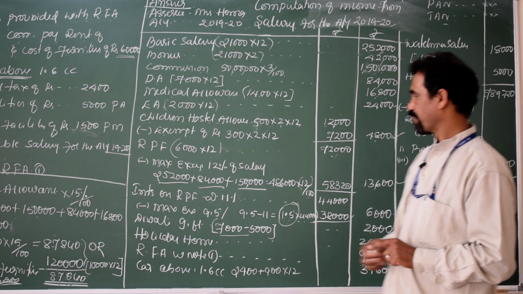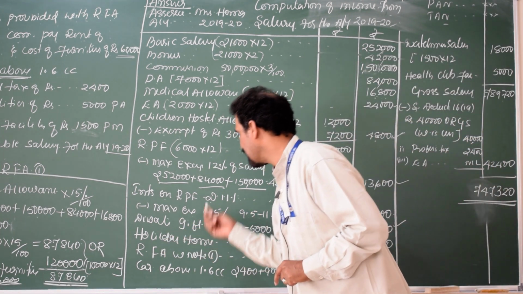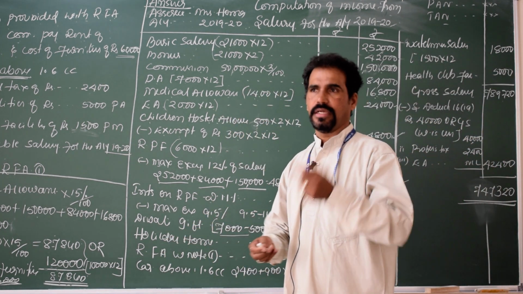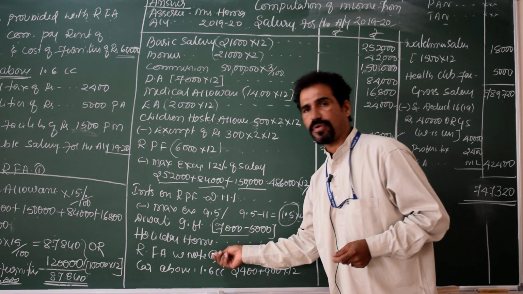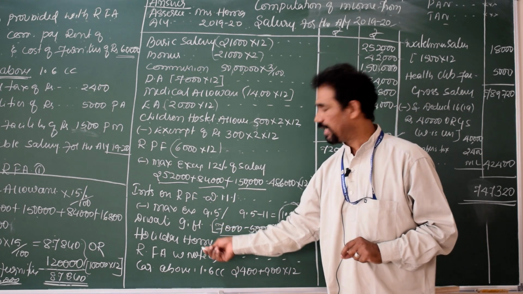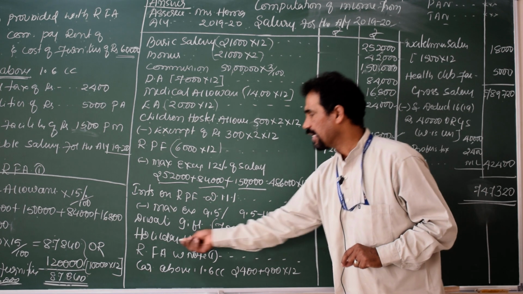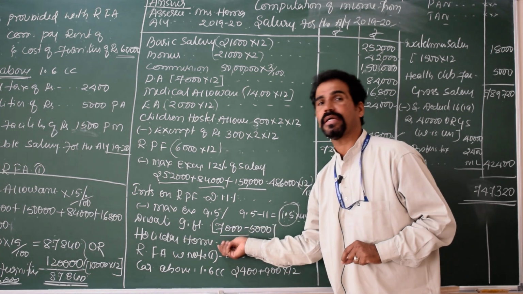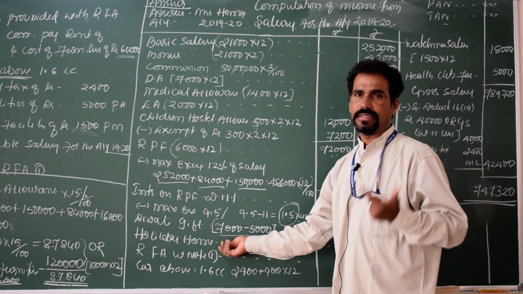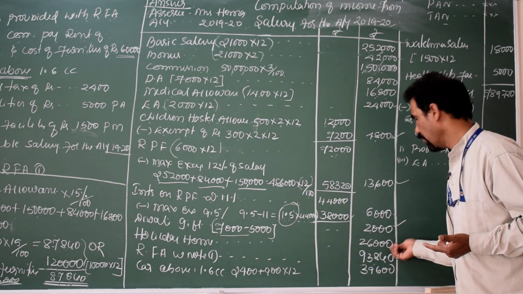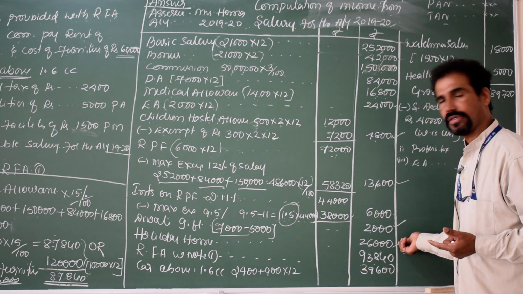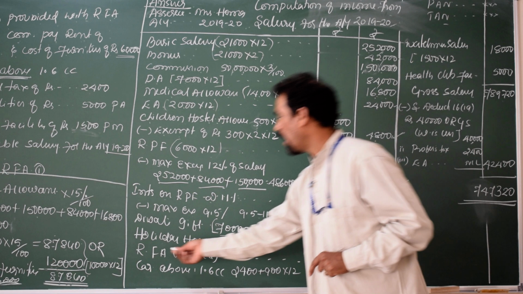So next, holiday home facilities. All these facilities are provided by the employer as employee benefits. So he is provided the holiday home facility, but there is an amount payable by the employee. Okay, what is the amount? 26,000. This amount is taxable.